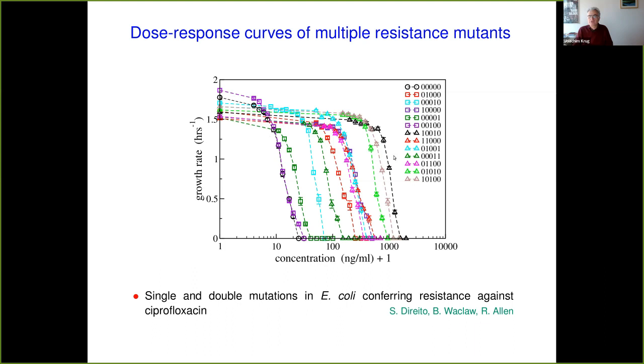This is now a set of dose response curves for different combinations of mutations. The data set that Bartek and Rosalind worked with has a total of 5 different resistance mutations, and these are some combinations of those. You see there's a kind of pattern. Typically as the resistance increases, the growth rate at low concentrations goes down. So it displays this kind of trade-off.